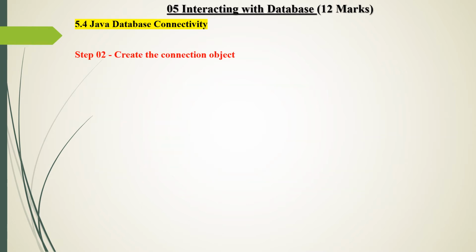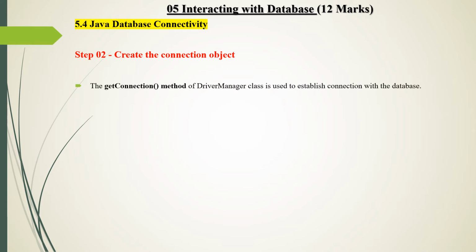Next, the second step: create the connection object. In the second step we create the connection object, and the getConnection method is very important. The getConnection method of the DriverManager class is used to establish the connection with the database. So remember this method, the getConnection method from the DriverManager class.